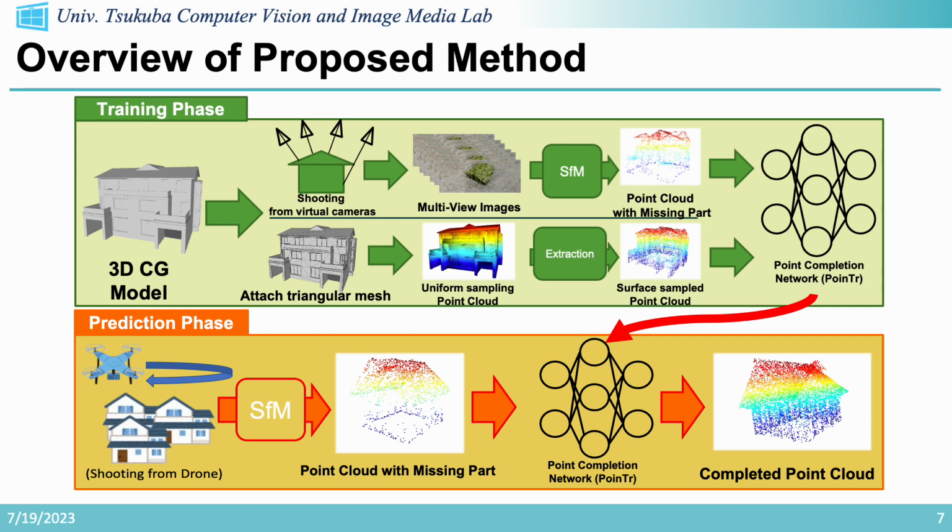Since it is difficult to measure and create a dataset of exact 3D shape of the real building, a synthetic 3D CityGML model is used to generate the training data, as shown in the upper part of the figure. In the prediction phase, in the figure below, missing point cloud is generated from the actual aerial images and used as an input to the network. The trained network completes the point cloud by adding a reasonable shape of point to the missing area.